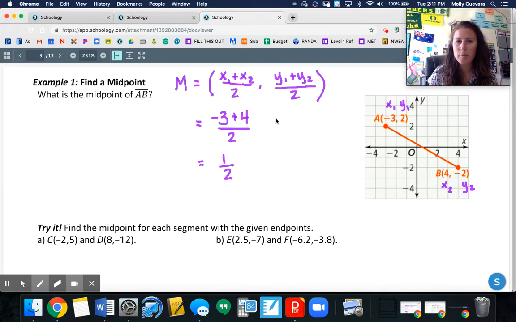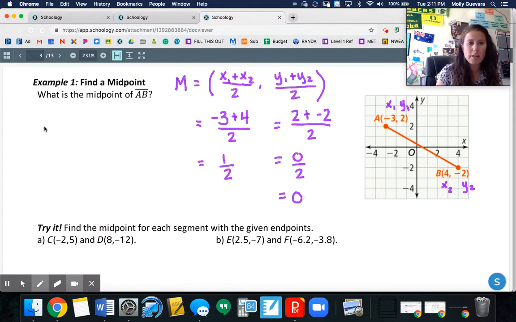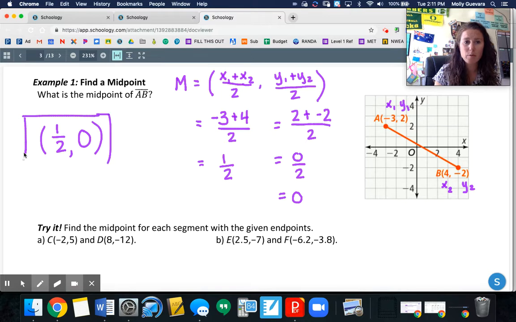Now I'm going to do the same thing for my y's. I take my y1, which is 2, and I add my y2, which is -2, all over 2. Well, 2 plus -2 is 0, and 0 divided by 2, we should know, is just 0. So the x-coordinate of my midpoint is 1/2, and the y-coordinate of my midpoint is 0. And that's it, we're done. That is the midpoint of this line. That means if I were to graph the line, the point 1/2, 0, which is right here, is the middle of the line.